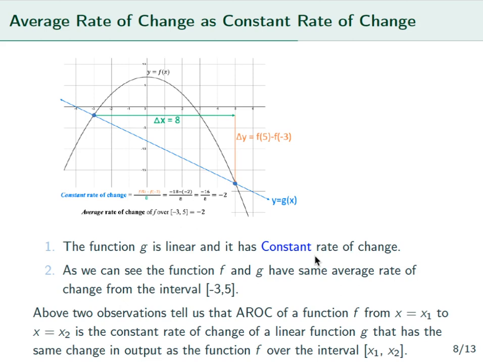Second observation, as we can see, the functions f and g have the same average rate of change over the interval negative 3 to 5. So these two graphs, the curve graph f of x and the linear graph g of x, have the same average rate of change over the interval negative 3 to 5. The above two observations tell us that the average rate of change of a function f from x equals x1 to x equals x2 is the constant rate of change of a linear function g that has the same change in output as the function f over the interval x1, x2. So same interval. This is what it means to have average rate of change. The way we think about average rate of change is actually the constant rate of change between 2 points that is linear.